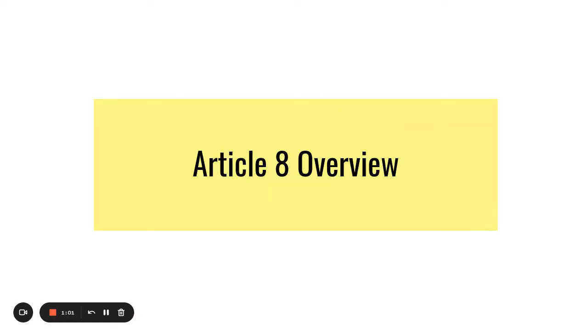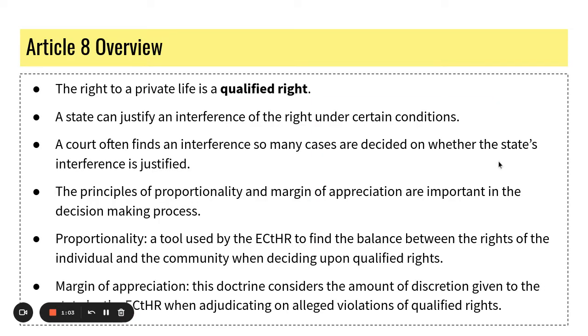So let's have a quick overview of Article 8. Article 8 is a qualified right. This means that a state can justify an interference under certain conditions. Normally the court finds an interference and then it is for the court to decide whether that interference was justified, looking at whether it was necessary, whether it was in accordance with the law, and whether it was for a legitimate aim. So the principles of proportionality and margin of appreciation are very important in this decision-making process.